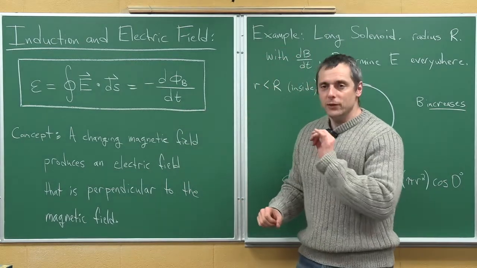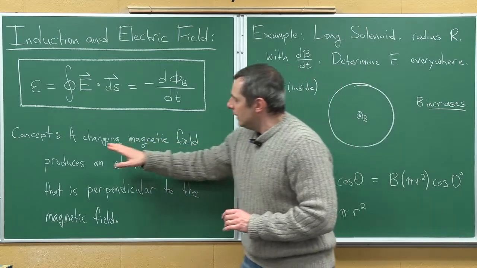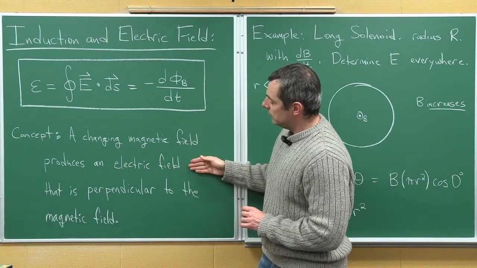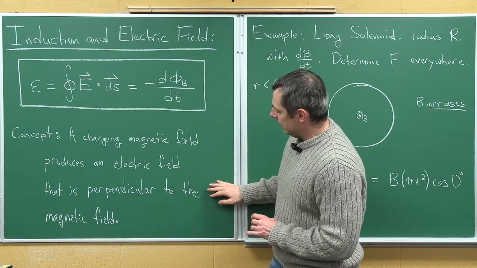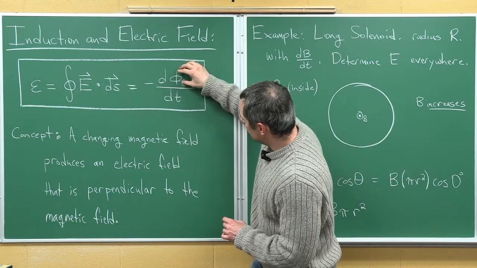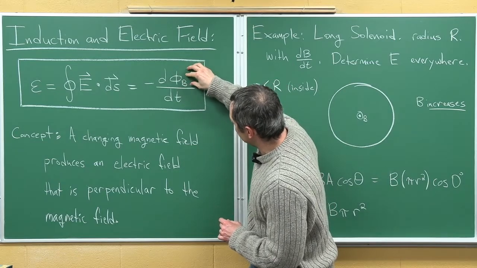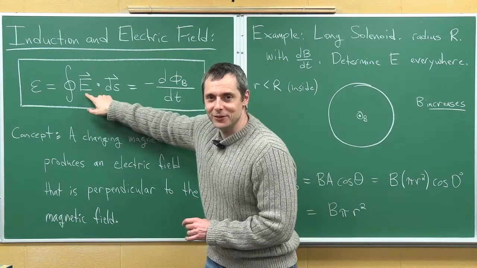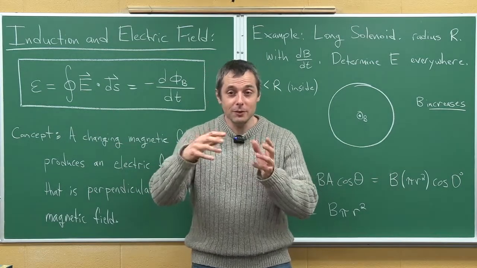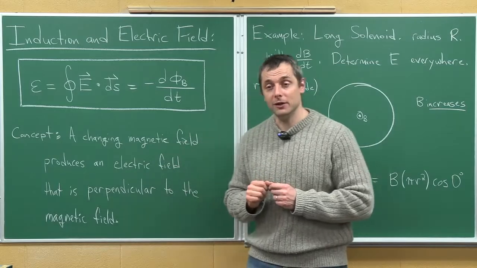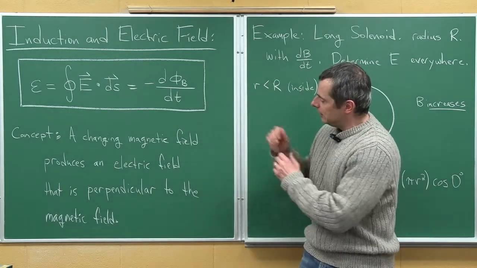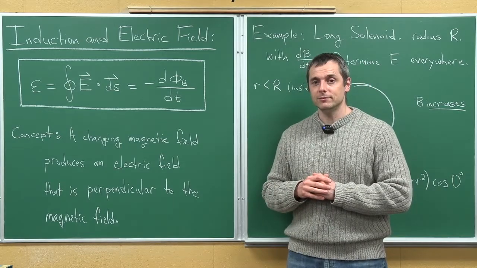But here's the extra concept. A changing magnetic field produces an electric field that is perpendicular to the magnetic field. This changes within the flux. A changing magnetic field makes an electric field. Electromagnetism together, both parts of one phenomenon, electromagnetism. So let me create a pause to allow you a chance to copy these notes down.